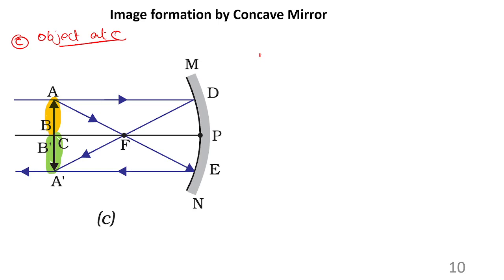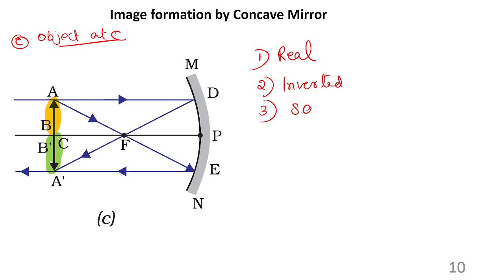So image properties: if the image, A dash, B dash, is on the left side, it will be real. Real means if I keep a white screen, I will get an inverted candle on the white screen. Real. Inverted image.